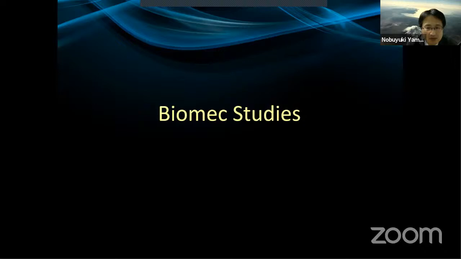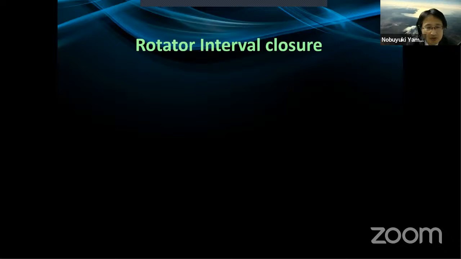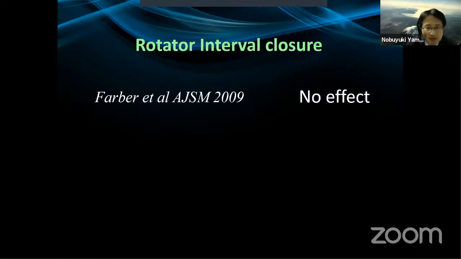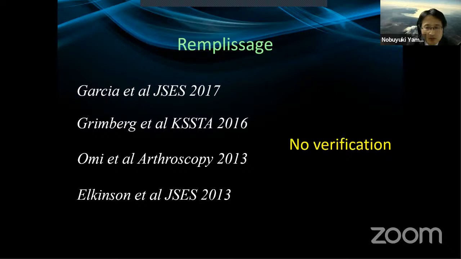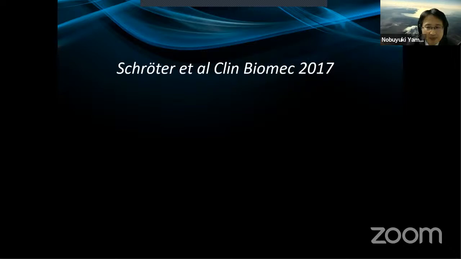Looking at the biomechanical studies about rotator interval closure, in one report, no effect, but in 3 reports, effective. How about remplissage? In 4 reports, no verification. Only one report investigated 0 and 45 degrees mid-range. They concluded no effect. So in conclusion, regarding the stabilizing effect in the mid-range, rotator interval closure, yes; remplissage, still unclear.